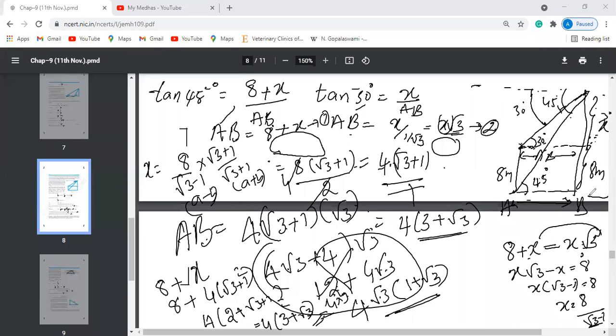Total height of the building from here to here. X is only this. This is the whole thing. So this problem, you might feel this is very difficult, but if you closely observe, okay, this is there in the textbook. Okay, you can see later.